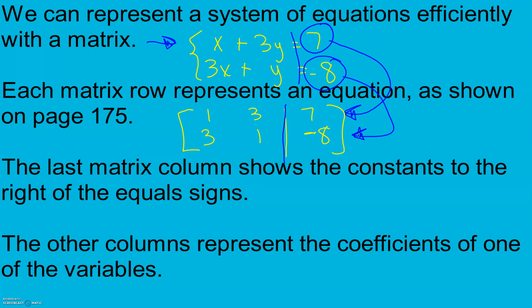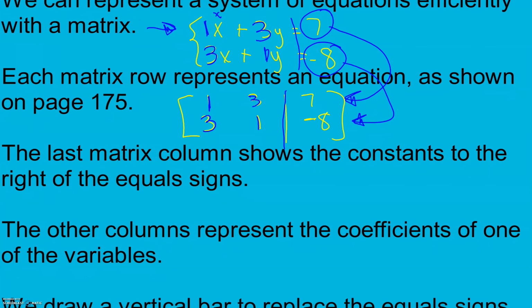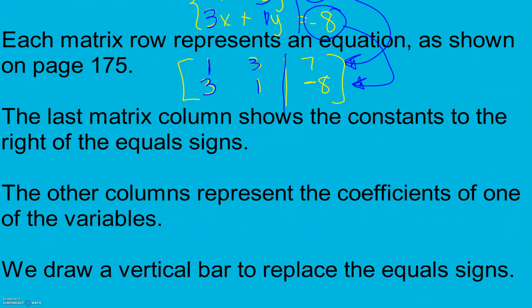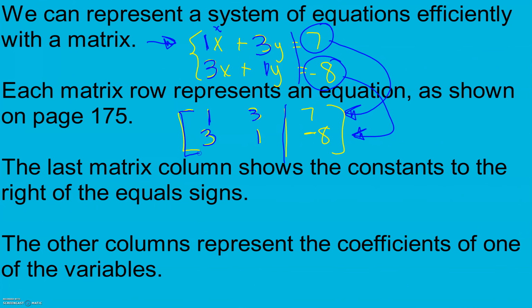The other columns represent the coefficients of one of our variables, and we go alphabetical here. So since I have x's first, I'm going to take my coefficients 1 and 3, and they go in my first column, 1 and 3. The coefficients of my second variable are 3 and 1, so 3 and 1. And we again draw a vertical bar to replace the equal sign, and we put brackets around them to show that it's a matrix. Okay, so put a bracket around them to show it's a matrix, vertical bar for our equal sign, our constant from our first equation, constant from our second equation, and then the coefficients of our variables in alphabetical order.